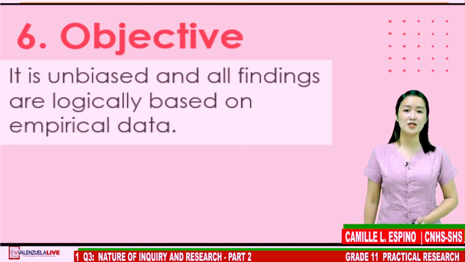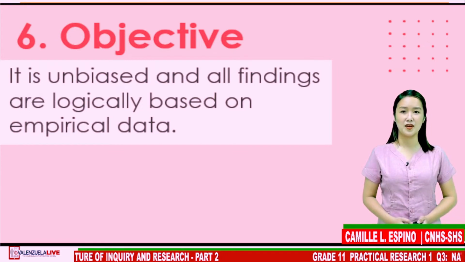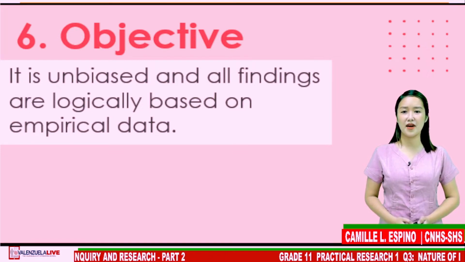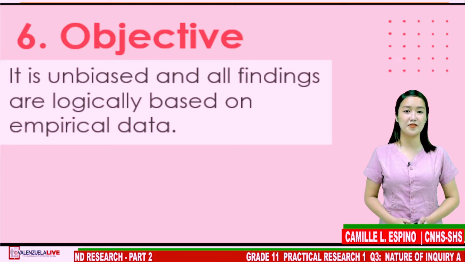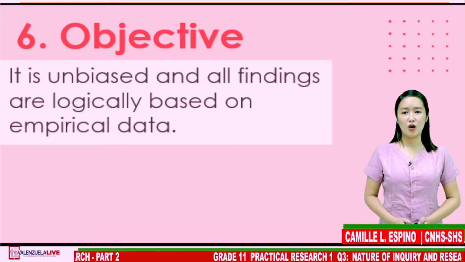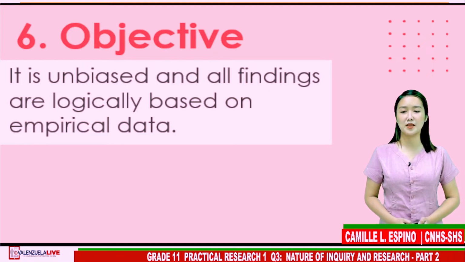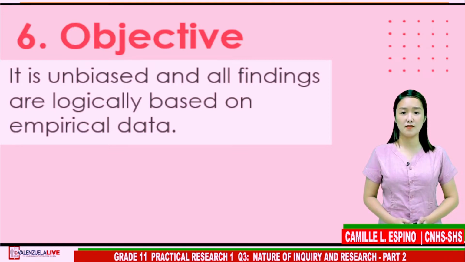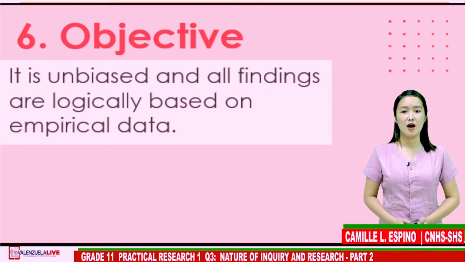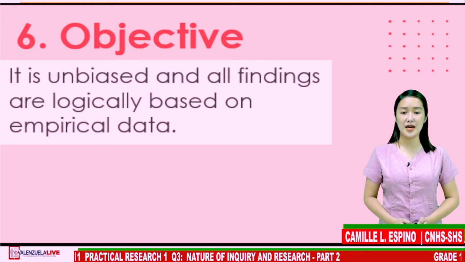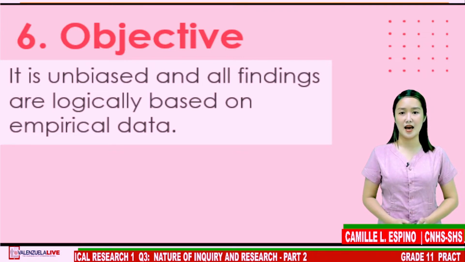And number 6, research is objective. It is unbiased and all findings are logically based on empirical data. All research should be objective. It should not be influenced by the personal beliefs or motives of its researcher. All the findings are logically based on empirical data.